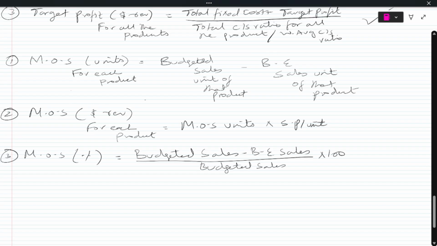Okay, so guys, these are the formulas for margin of safety. In terms of units, if you have to calculate for each product, just take the budget sales of that product subtracted by the break-even sales of that product. If you have to calculate the margin of safety in terms of revenue for each product, you just take margin of safety units and times it by selling price per unit. And if you have to calculate in terms of percentage, then you just take the budgeted sales, subtract break-even sales from it, divide it by the budgeted sales and times it by 100. And that should be your answer.